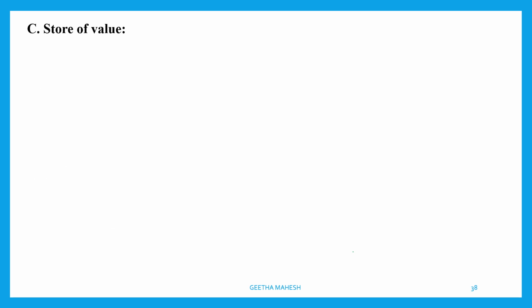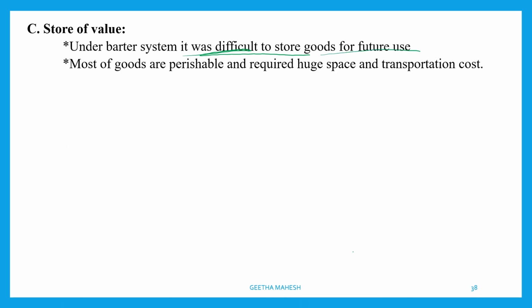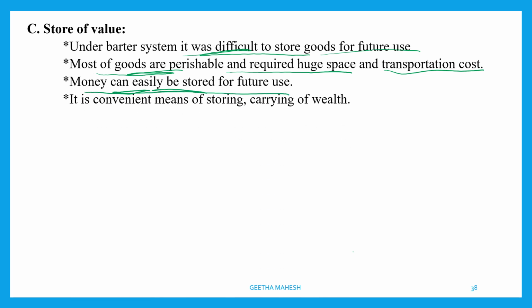Next one is store of value. Under the barter system, it was difficult to store goods for future use. Most goods are perishable and require huge space and transportation cost. Money can easily be stored for future use. It acts as a convenient means of storing and carrying wealth.